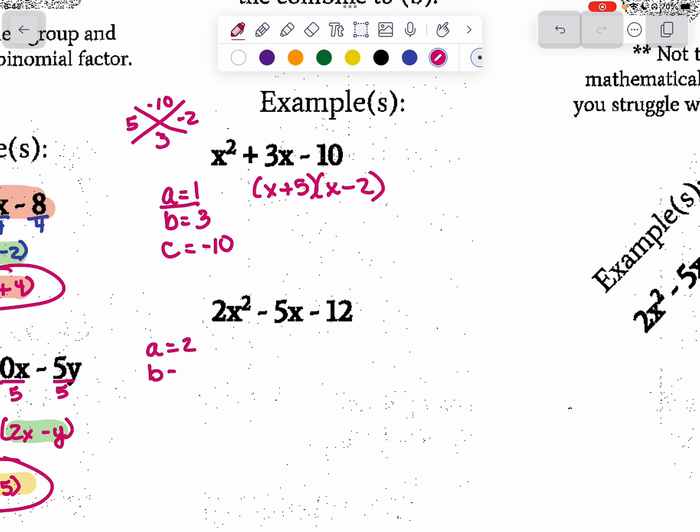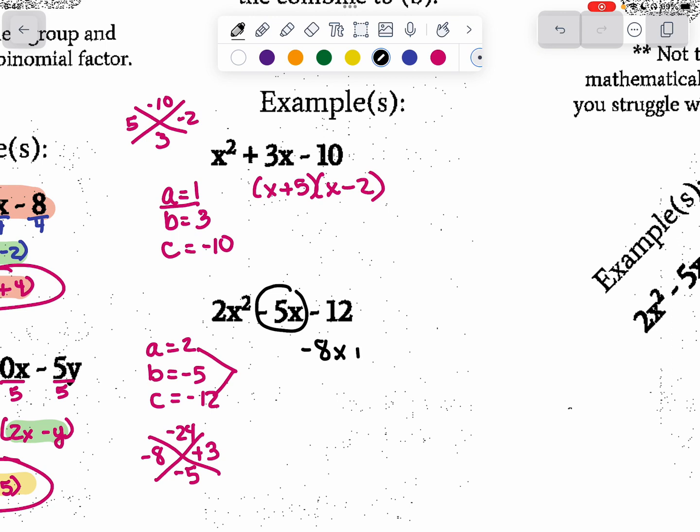The next one's going to be a little trickier because a is not equal to 1. A is 2, B is negative 5, C is negative 12. So this time I'm looking for two numbers that multiply to give me negative 24 that add to give me negative 5. That's going to be negative 8 and positive 3. So what I do here is I take this negative 5x and I rewrite it as negative 8x plus 3x. And I'm just going to bring my 2x squared down and my minus 12 down.